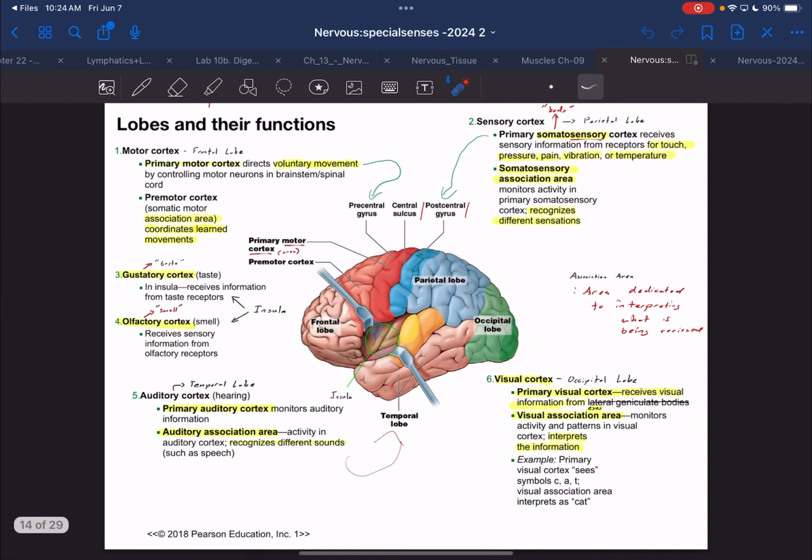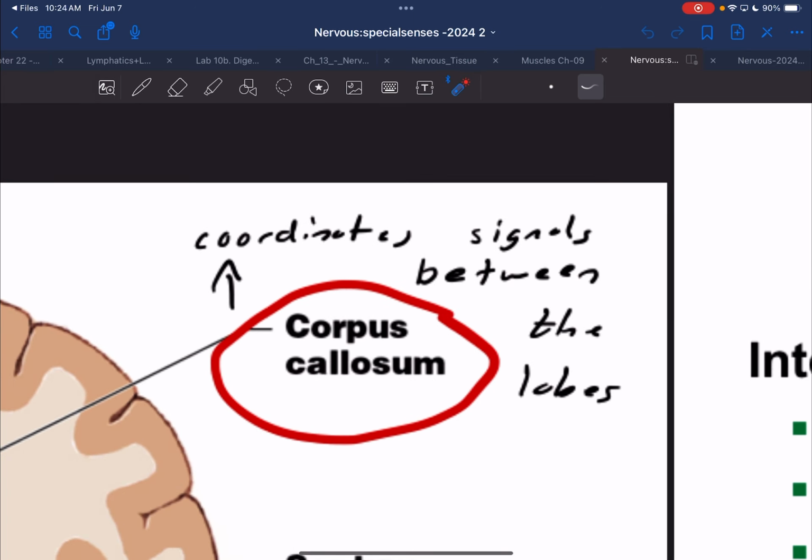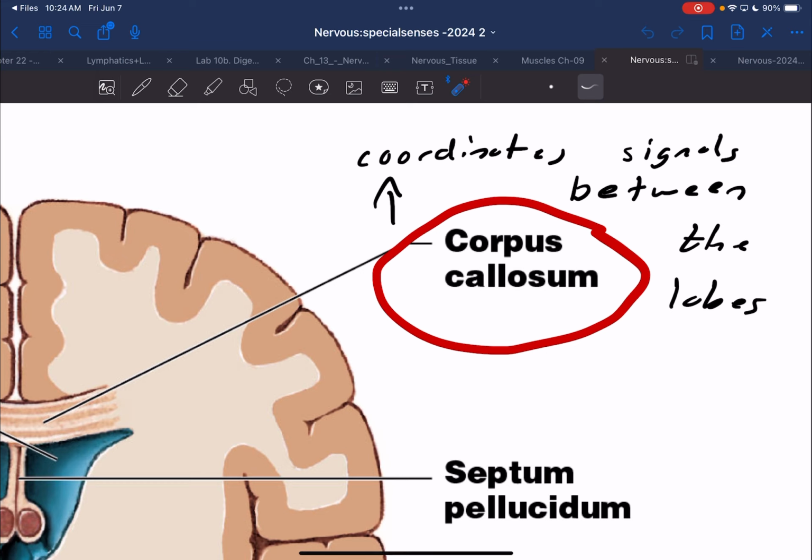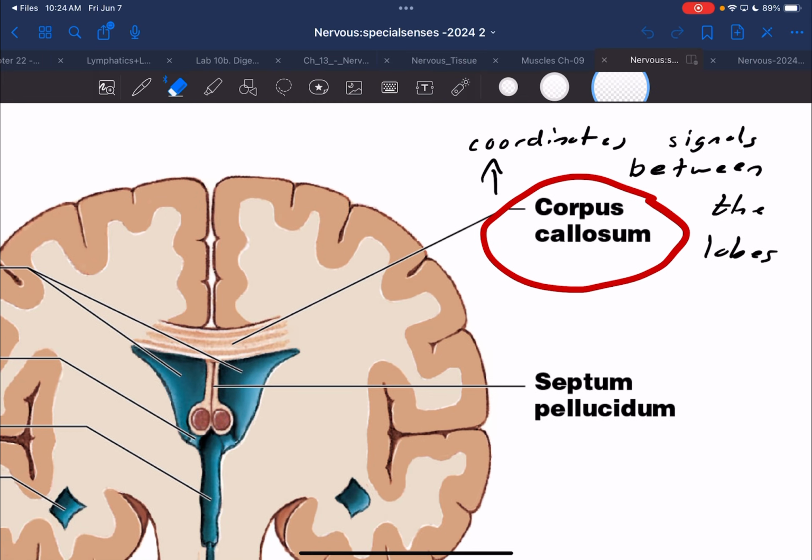And what the corpus callosum does is that it coordinates signals between the two hemispheres, I should say, not the two lobes. Hemispheres is more appropriate. And I can't cross it out, so hemispheres.